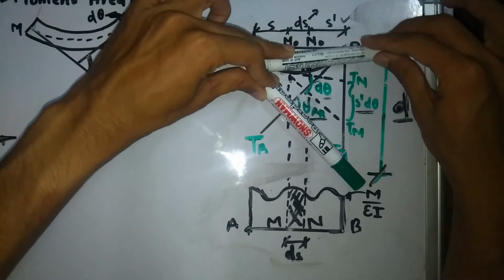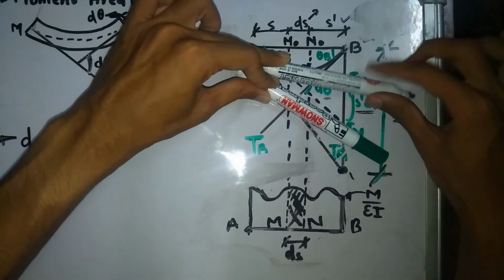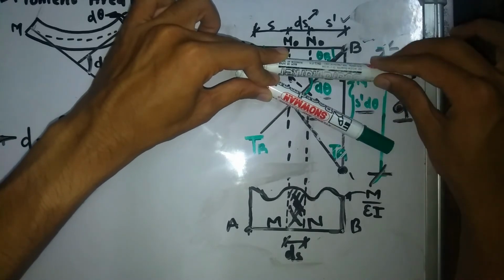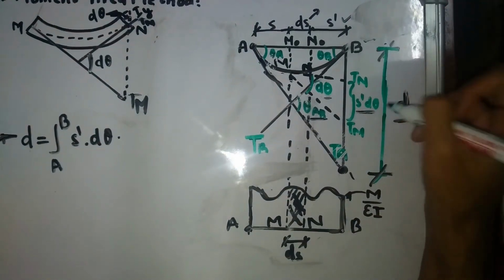We're going to get this D. So let me explain again. As we increase this distance S dash d theta, this d theta increases, and this reaches up to D. So we have understood how we have calculated the D using our method of integration.